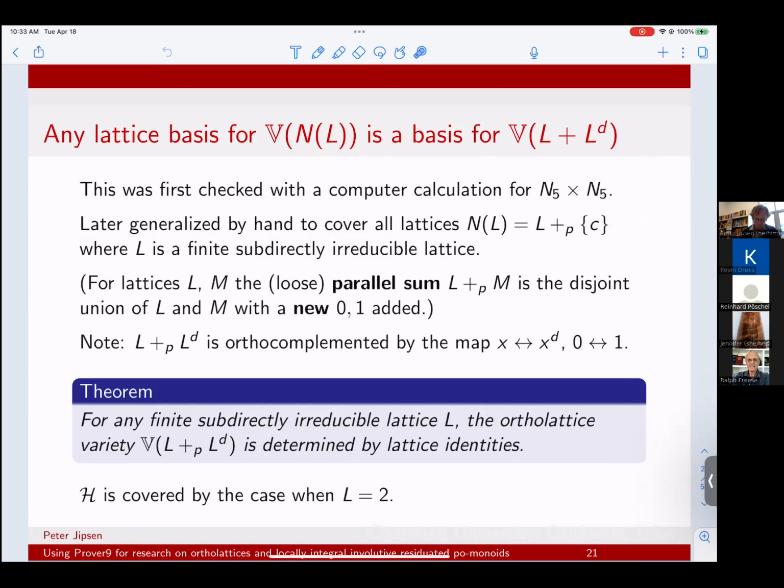And then, in general, when you take the parallel sum of L and L dual, this is always going to be orthocomplemented. That's a nice construction. And the theorem is that for any finite subdirectly reducible lattice L, the ortholattice variety generated by this parallel sum is determined by lattice identities. And H is really just the case when L is the two-element lattice, because you take two-element lattices and their parallel sum will give you exactly the hexagon.